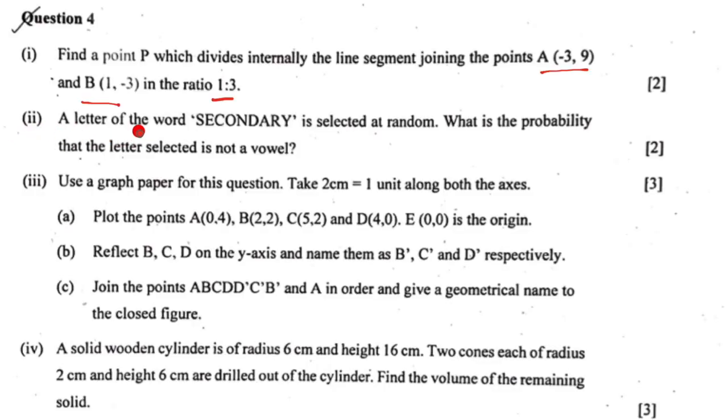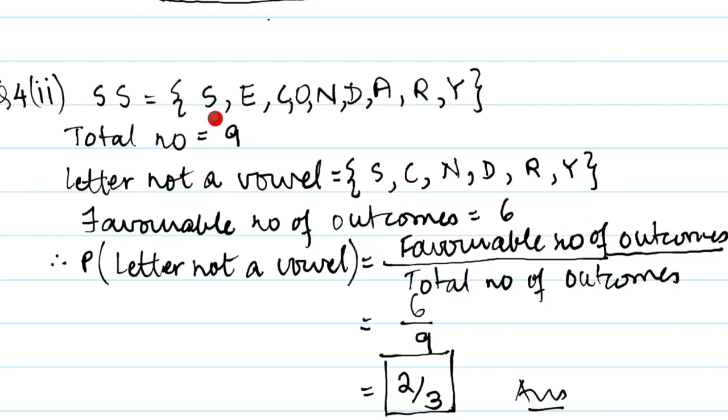Question 4, second part. A letter of the word SECONDARY is selected at random. What is the probability that the letter selected is not a vowel? Not a vowel means consonant. Okay, so let's write the steps, because it's for 2 marks. You can again do this mentally, but for 2 marks we need to write the steps.